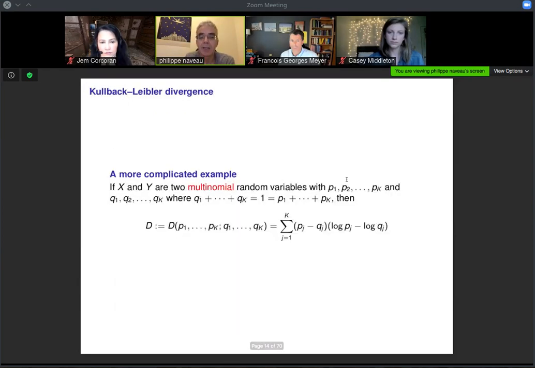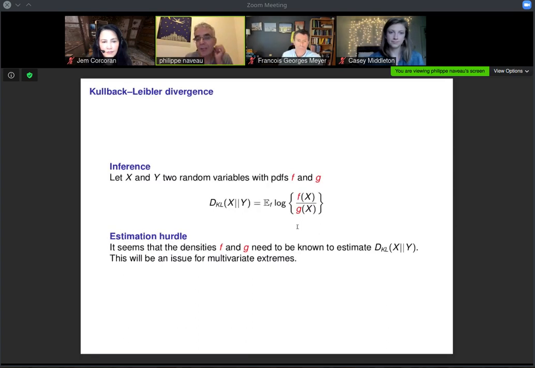And then you can have something more complicated, the multinomial random variables, for example. Again you have P minus Q, but now you have an index J, to say you have different choices. You don't have only 0 and 1, but you can have different choices here. Keep in mind this formula. I will come back to it later on.